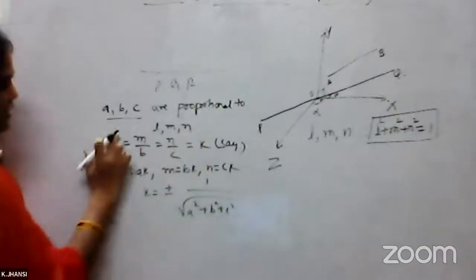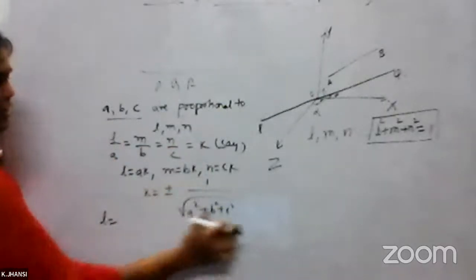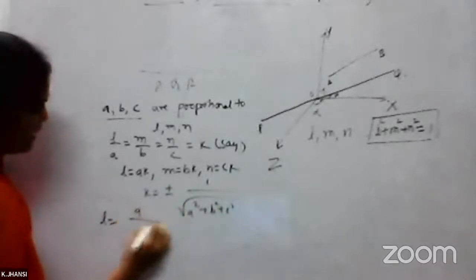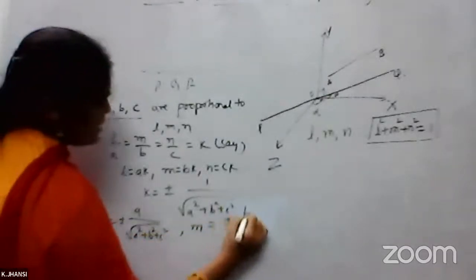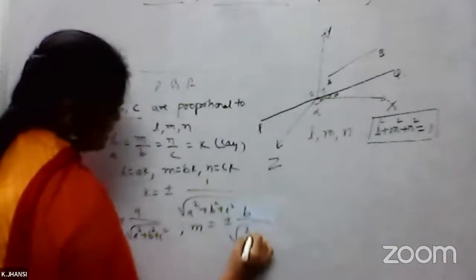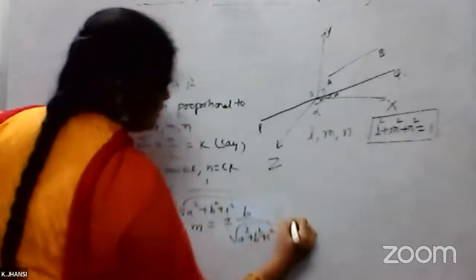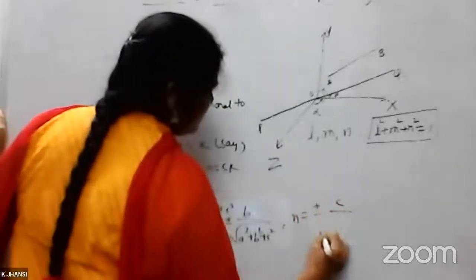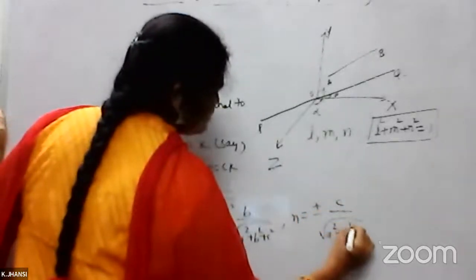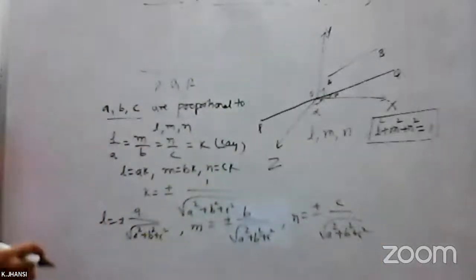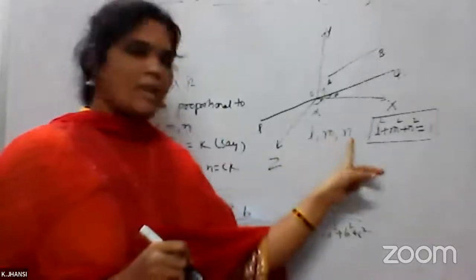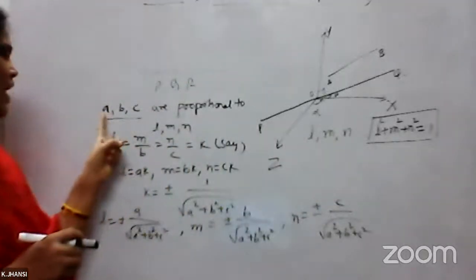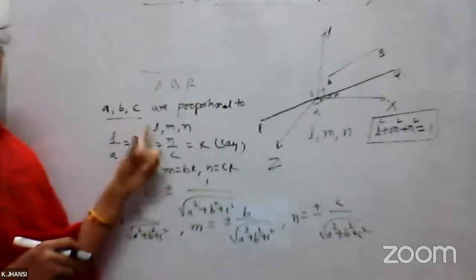Now, L by A equals plus or minus 1 by root of this. So we get L equals A by root of A square plus B square plus C square. And you will get M equals plus or minus B by under root of A square plus B square plus C square. And N equals plus or minus C by under root of A square plus B square plus C square. Okay. So wherever you get the direction cosines L, M, N, we will get the values A, B, C as the direction ratios.